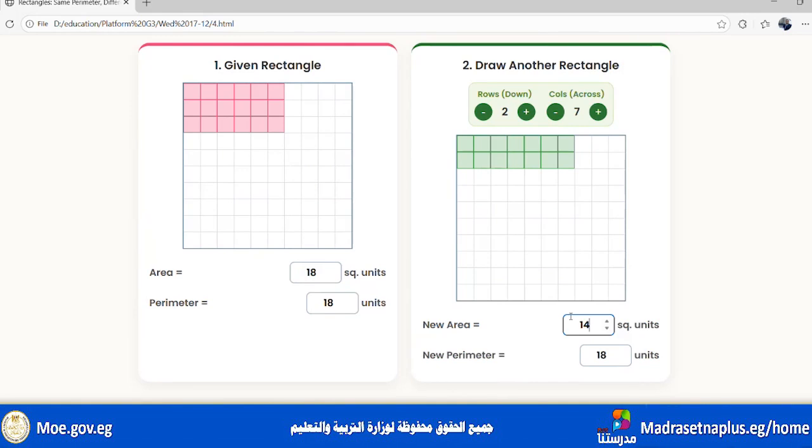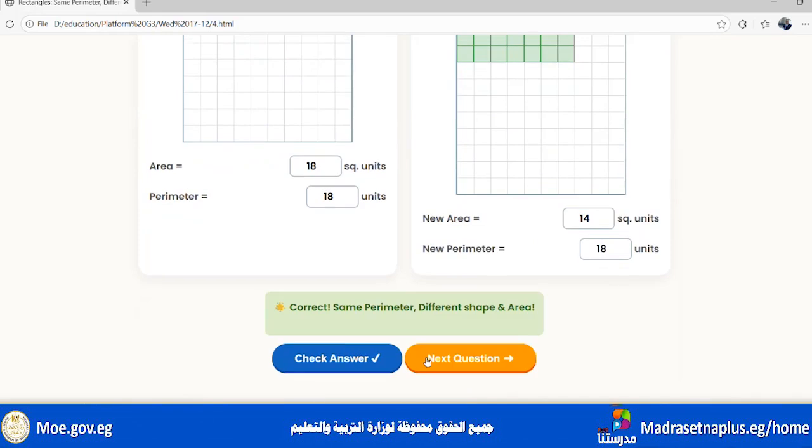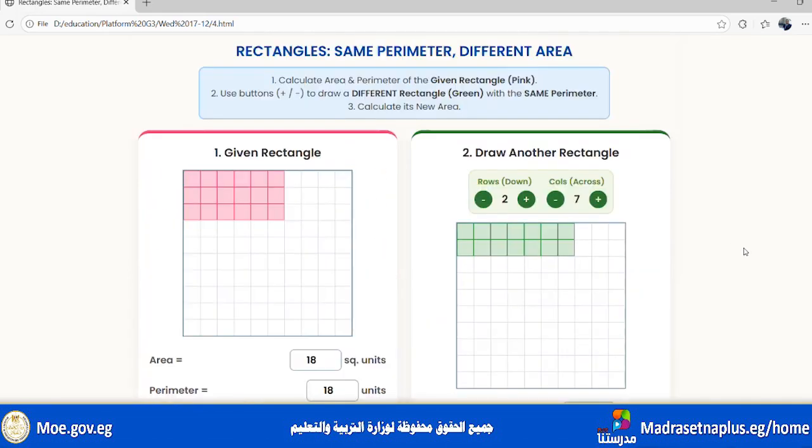Now you can see same perimeter but different area. This is our lesson about same perimeter, different area. Let's check. Yes, now we have some polygons with the same area but different perimeter, and the other different perimeter and the same area. Okay, different area, same perimeter, different perimeter, same area.